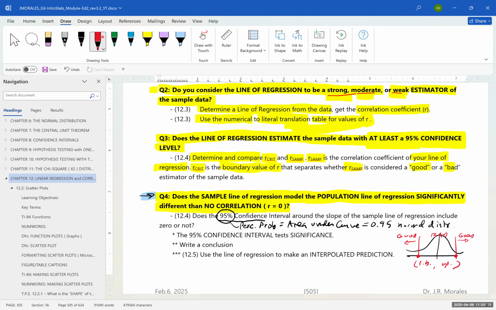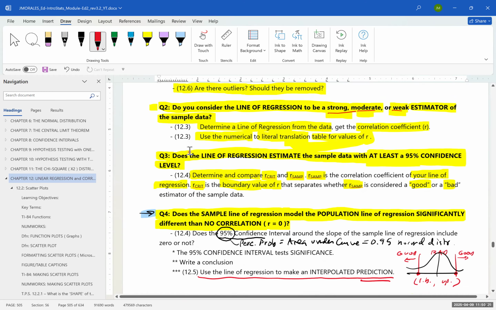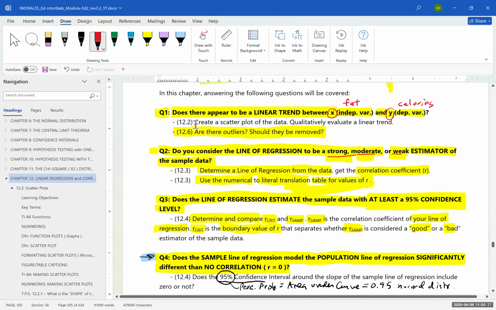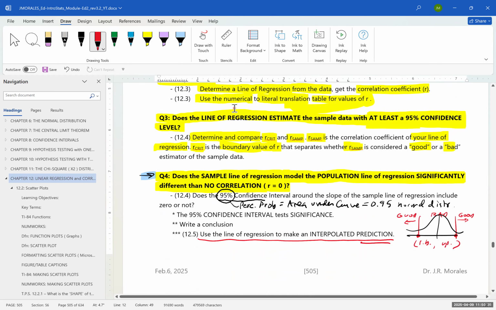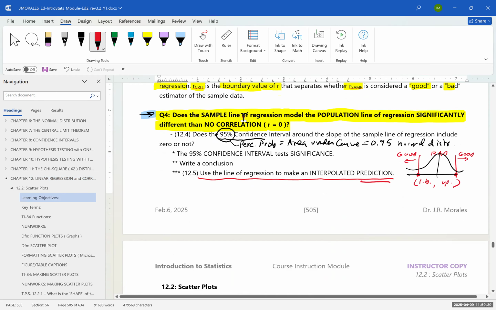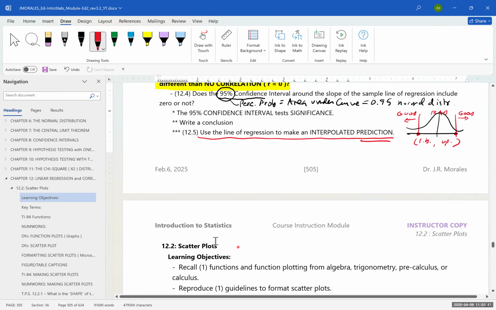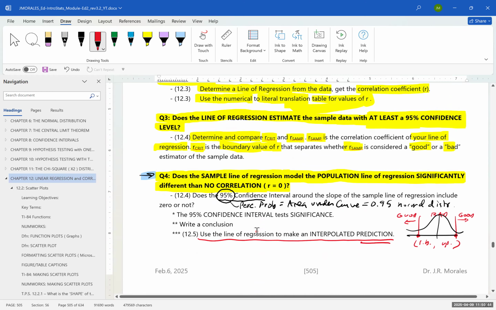And if our line of regression does pass that test, then we can use it to make predictions. Okay. So we're going to be going through and learning all the things you need to learn about linear regression and correlation. And along the way, learning how to do this kind of analysis to test whether a line of regression is good or not. Okay, and that leads us to section 12.2.